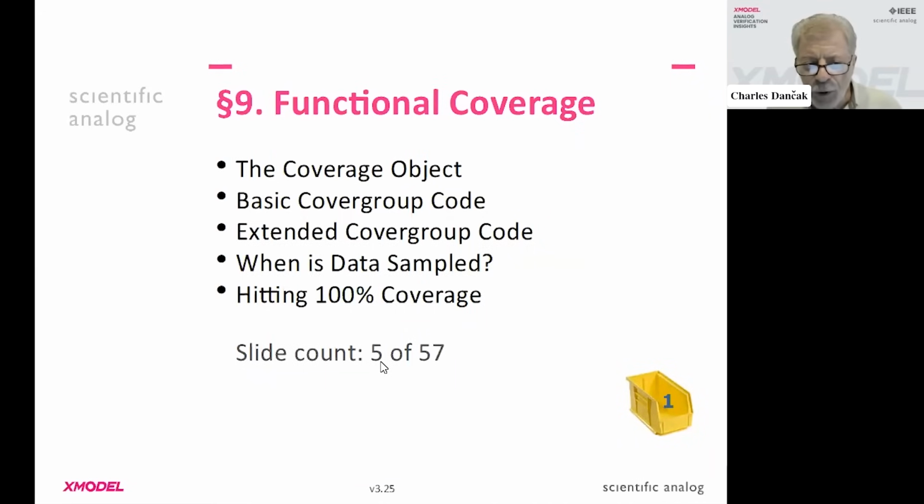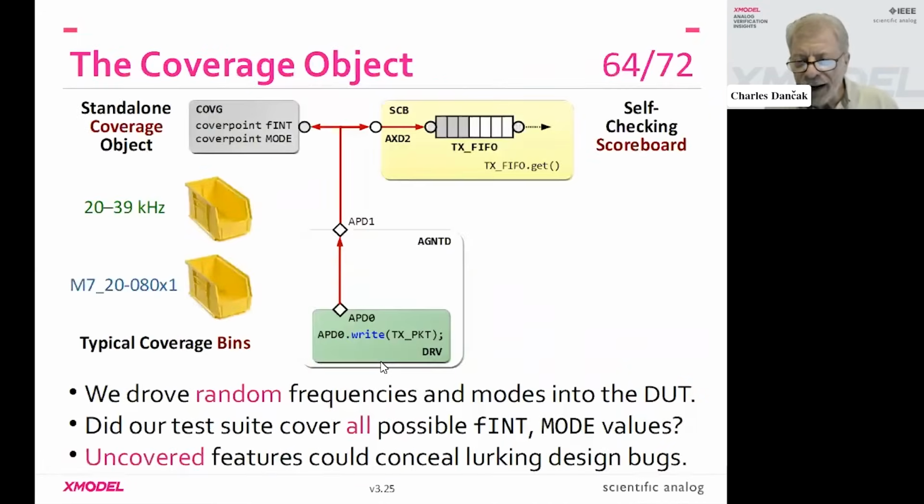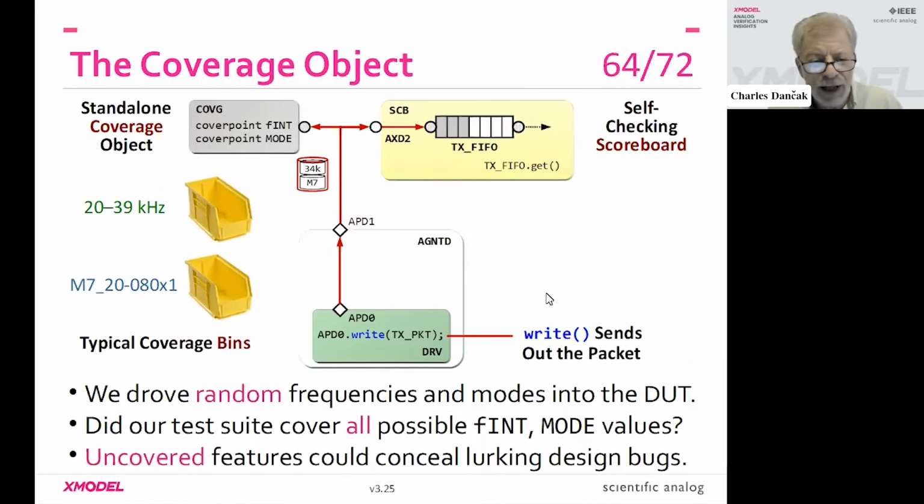So let's answer the question: with this wide passband of our filter and all these modes, how do we have any idea we've covered all the functionality of interest? Are there uncovered features that could hide lurking bugs? Well, here's our broadcast TLM path. When the driver calls write, it sends the latest packet on up to all subscribers, including the coverage block.